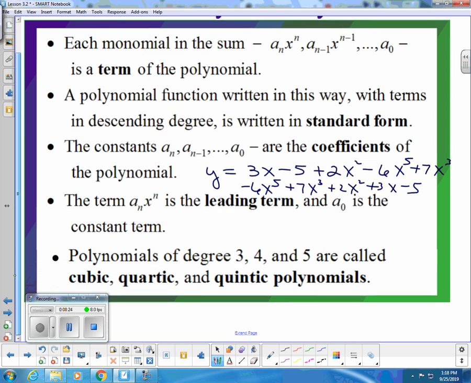If you have a degree 1, it is linear. Degree 2 is called a quadratic. So the problem is correct. You want to say quadratic. Degree 3 is a cubic. Degree 4 is a quartic. Degree 5 is a quintic. So I know you did those last year, whether you remember those words or not, but you need to know those. So linear, quadratic, cubic, quartic, and quintic. All right?